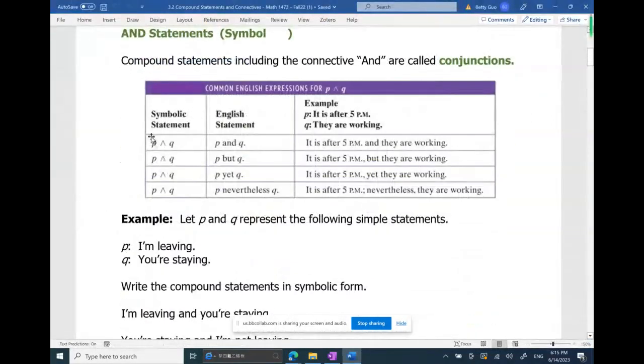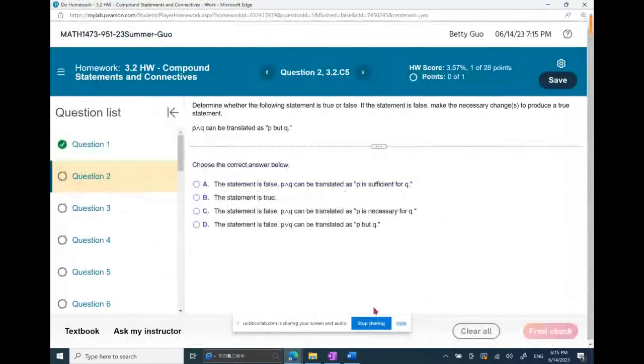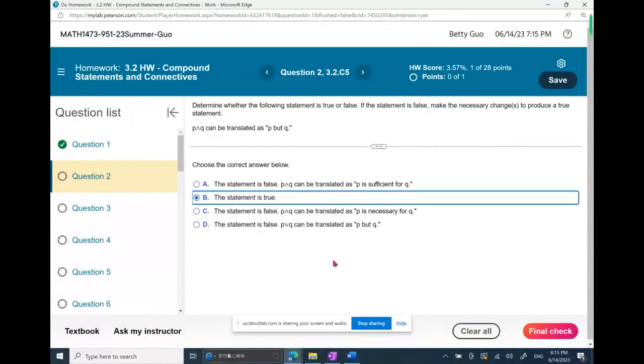And look at this table. P and Q symbolically, the compound statement could represent P and Q, or P but Q, or P yet Q, or P nevertheless Q, right? So you should read those. It can be translated as P but Q. The statement is true.